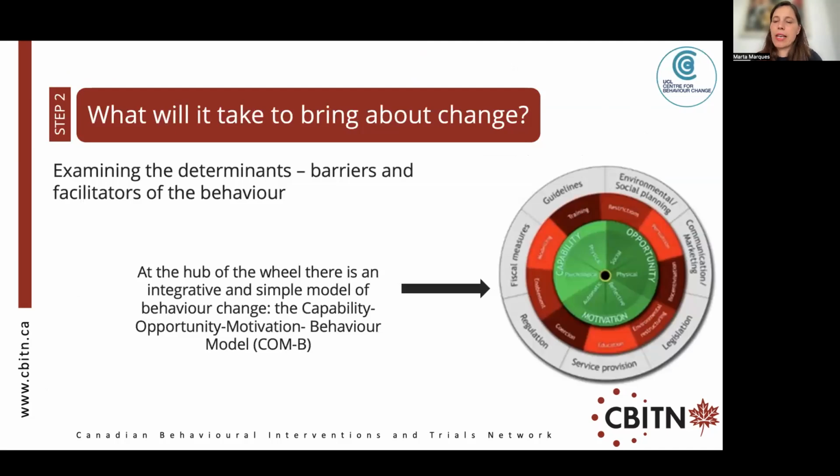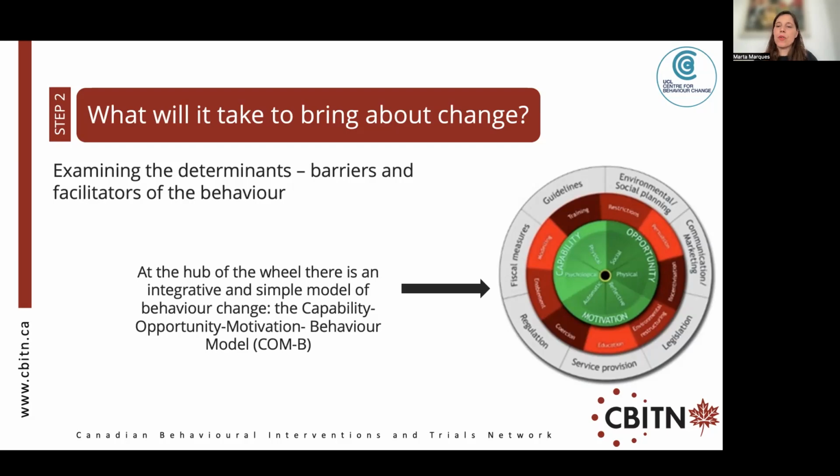So once you establish what is the behavior or behaviors you're looking at, the behavior change wheel brings the second step. What will it take to bring about change? So what are the determinants? What are the barriers and facilitators of that behavior? And here you have the wheel that I was mentioning before in a larger size.